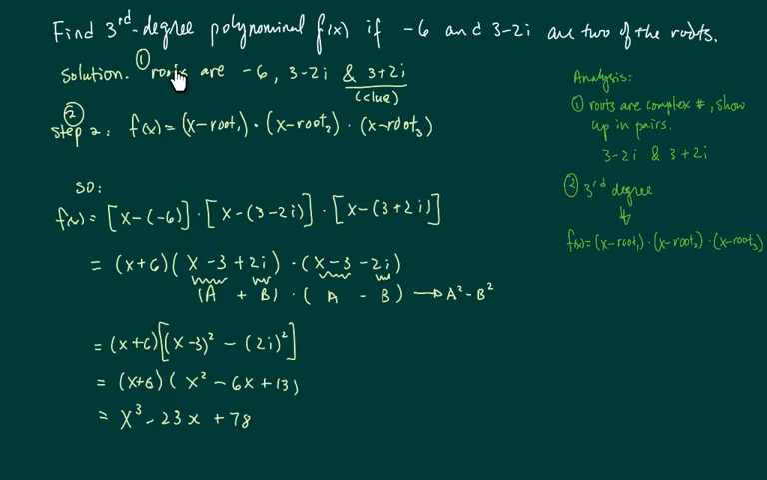All right, here's our solution. Taking the hints from the analysis, there's another unspoken root, which is the conjugate pair to the one that's given. Step 2, we're going to say f(x), since the roots are given and it's degree 3, equals x minus root 1, times x minus root 2, times x minus root 3.